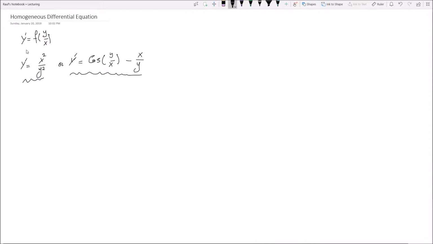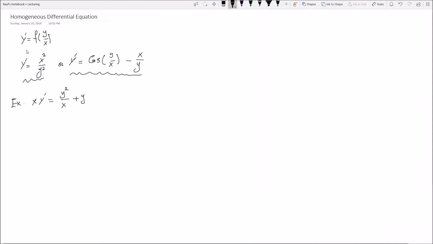Now let's take a quick example on how to solve a homogeneous differential equation. So we have x y prime equals y squared over x plus y. Solve this homogeneous differential equation knowing that this equation is not linear nor separable.